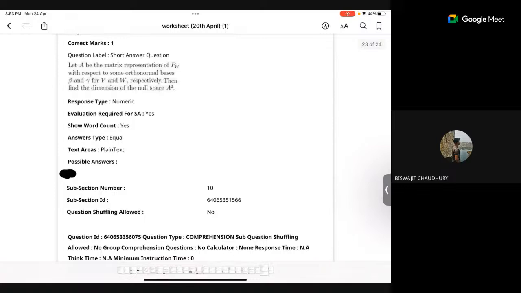Please take some time and solve this yourself. Then we'll explain the solution part.